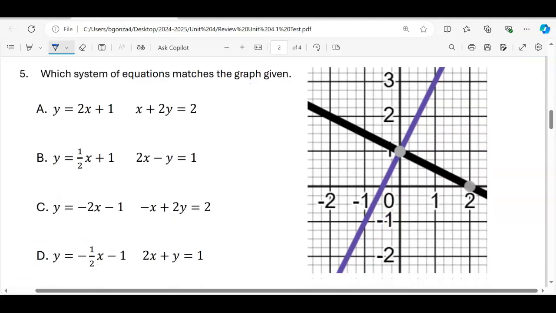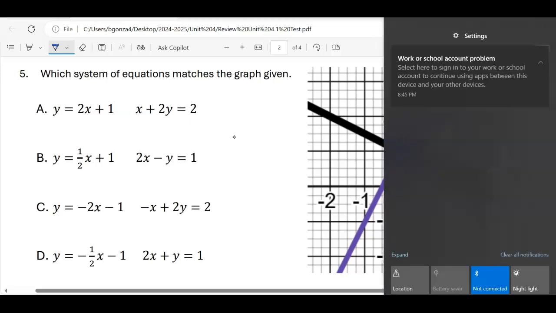All right, number 5. Which system of equations matches the graph given? Okay. Now, once again, I could write these equations just from looking at the graph here. So check it out. We got this point for this purple line, and these are thick lines, but it is going up 2 over 1, up 2 over 1. So up 2 over 1, it goes through the y-intercept of 1.